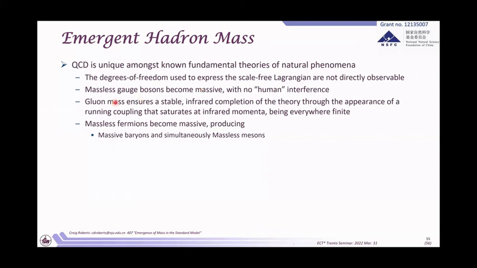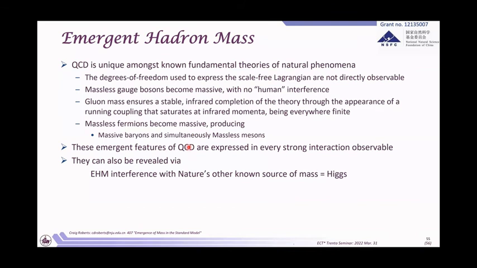It provides for an infrared completion of QCD through the appearance of a running coupling that saturates in the infrared and is everywhere finite. We have massless fermions that become massive, and that makes us produce massive baryons and simultaneously massless mesons. These are emergent features of QCD, and they're expressed in every strong interaction observable. And as I've sketched, we can also use this array of experiments to expose the interference between emergent hadron mass and nature's other source of mass generation.